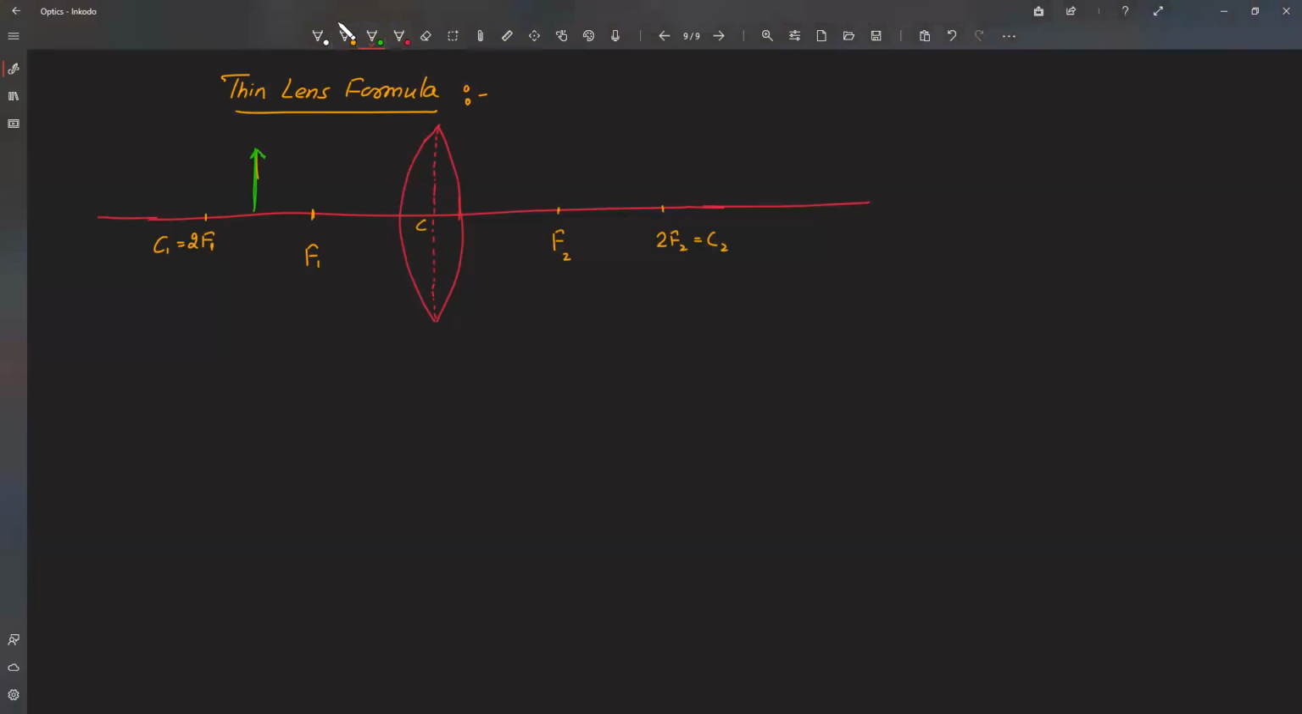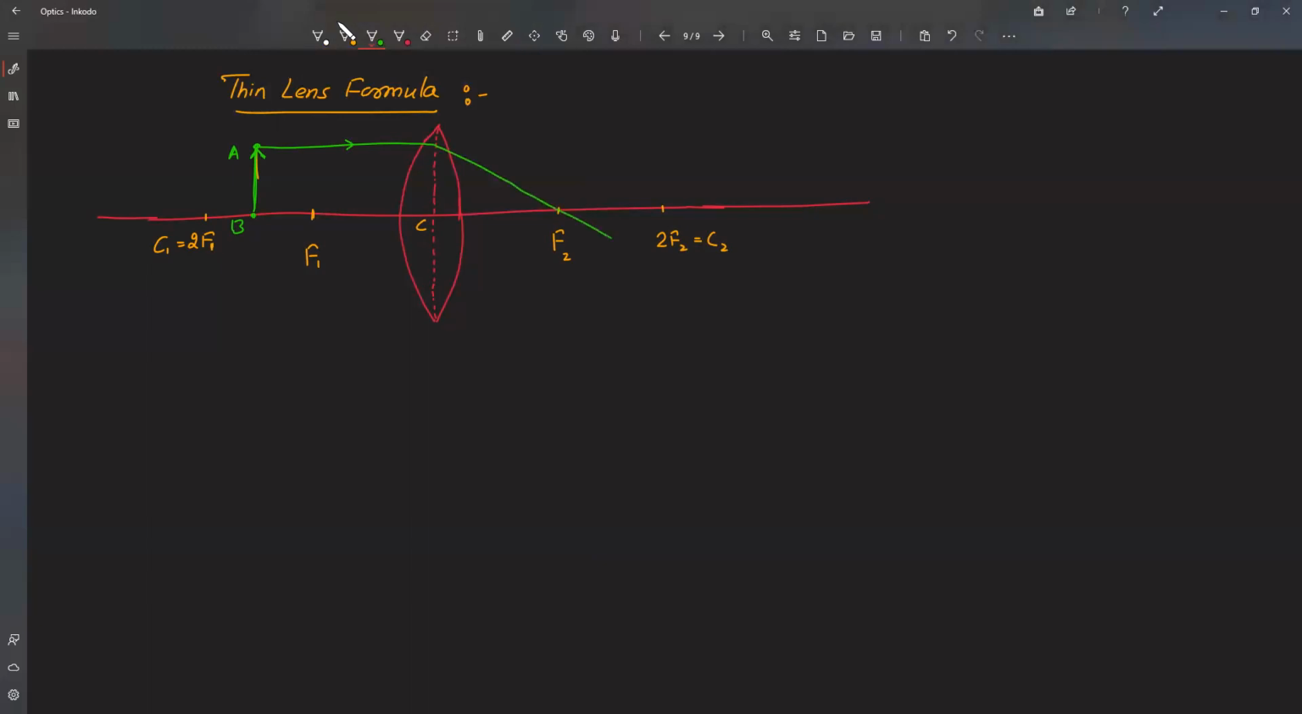So from this object, there will be multiple rays incident on the lens. About B we will talk later. Let's consider this point A. From point A, there will be various rays. One of them, let's take parallel to the axis. So what will happen to this?